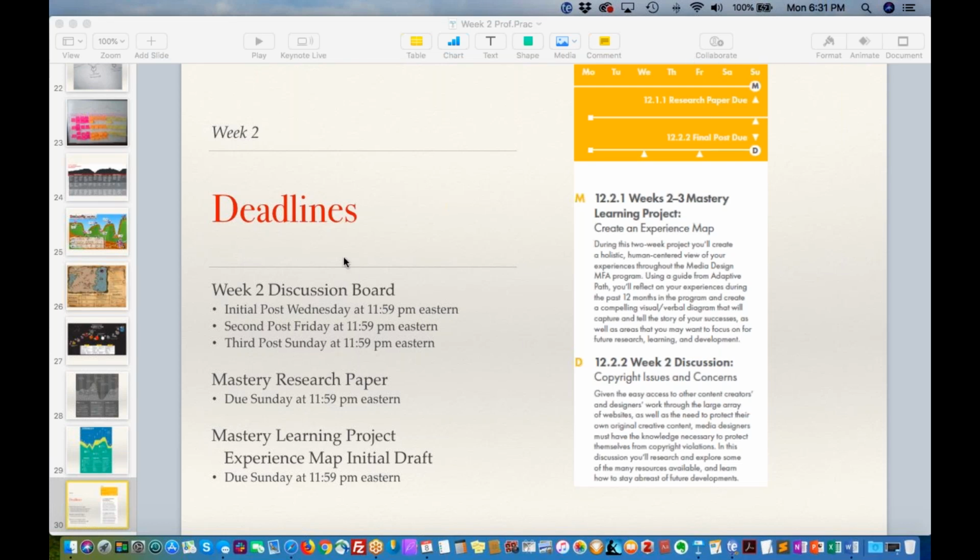Okay. So your discussion board is Wednesday, Friday, Sunday. The Mastery research paper is due on Sunday. And then the sketch, the initial draft, and the sticky notes is due Sunday. And then in week 3, we're going to revise the experience map and put that theme to it. But if you have a theme that you want to work on now, that's fine as well. Okay? Any questions?